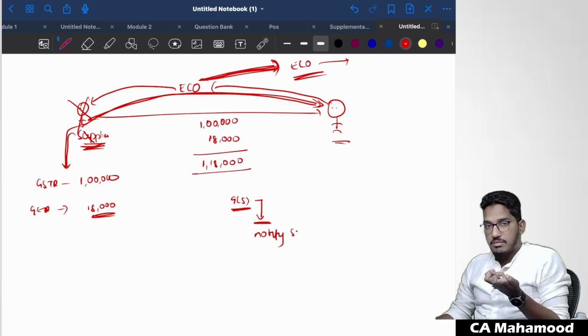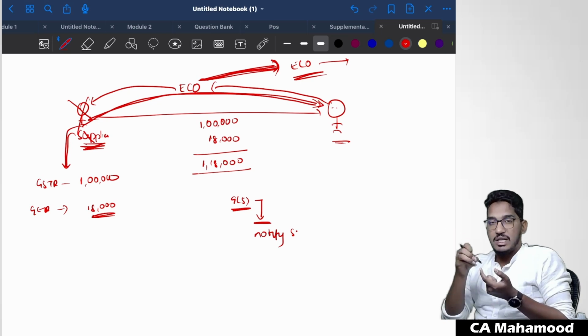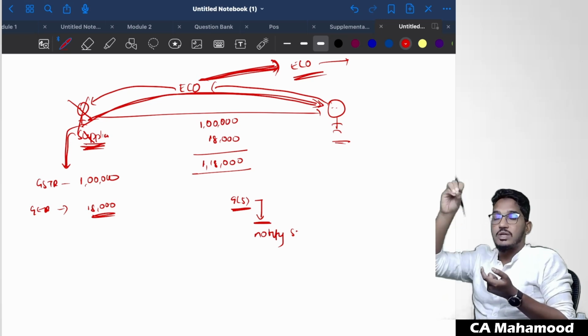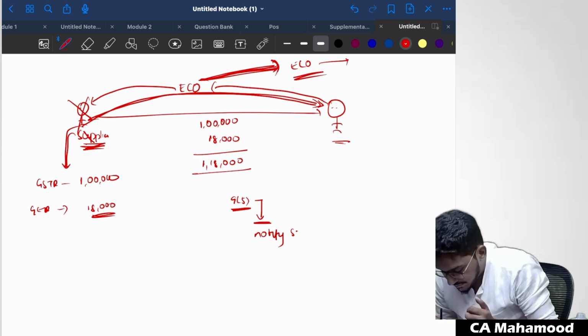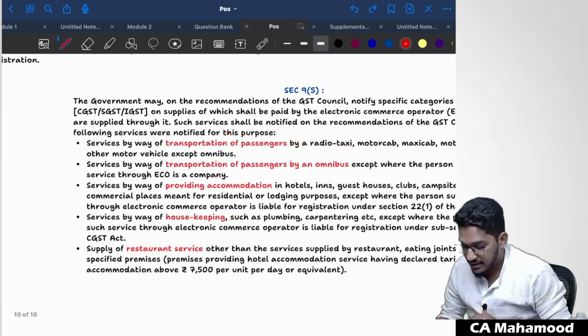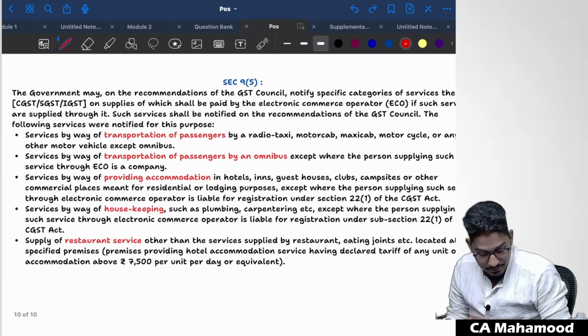Did the government use that power? Did the government specify any services which, if provided through the e-commerce operator, the supplier will not have the obligation to collect GST, and the e-commerce operator only should collect the GST and pay to the government? Any services notified? Yes, notified. So which services are notified? See here. The government, see, let me read it here, very important from the examination perspective.